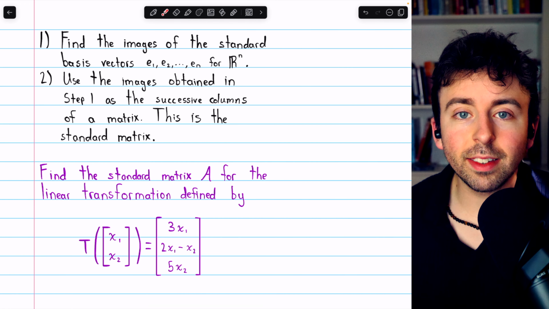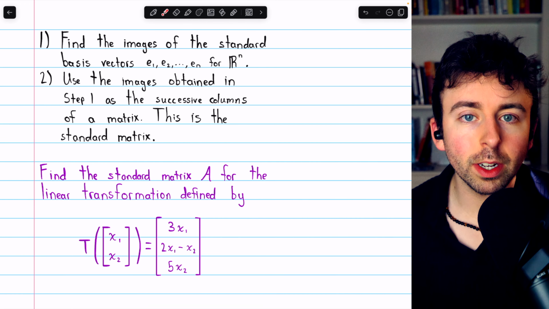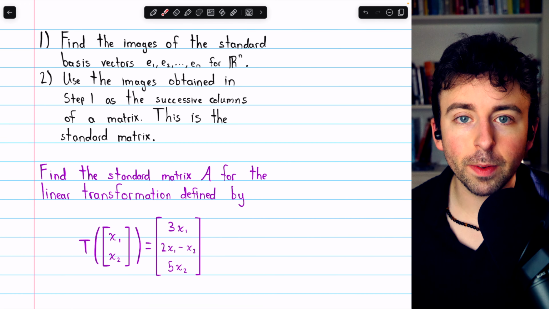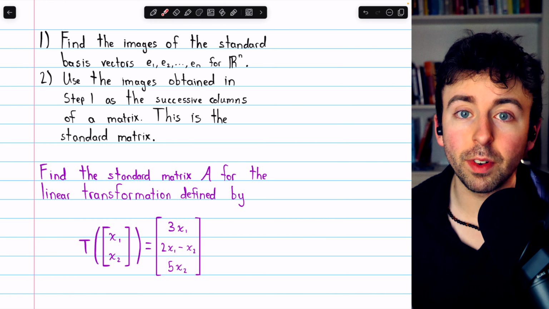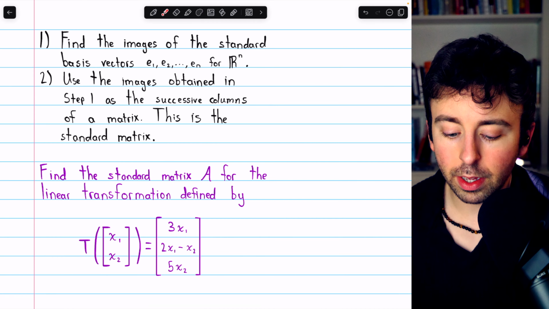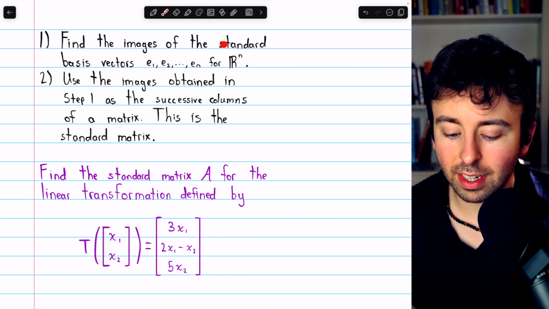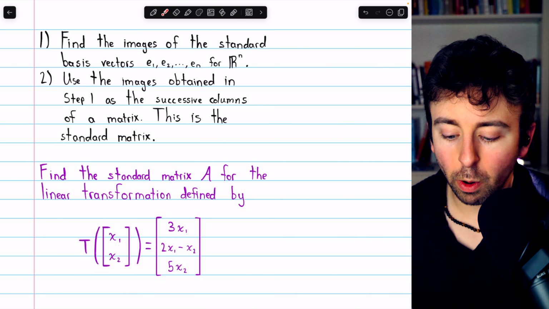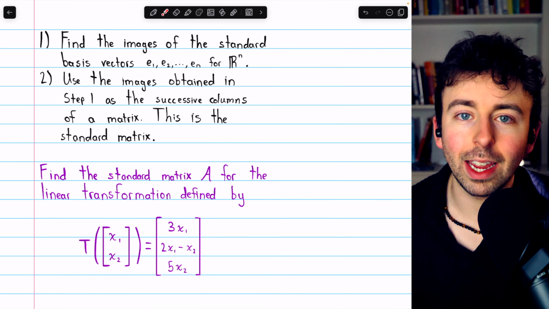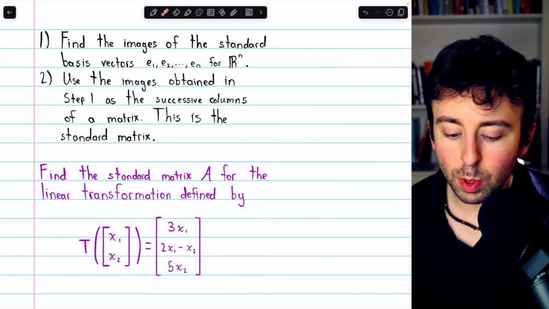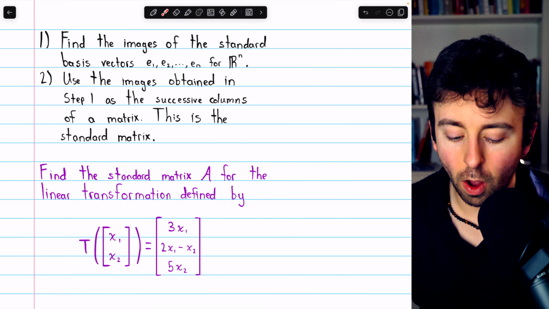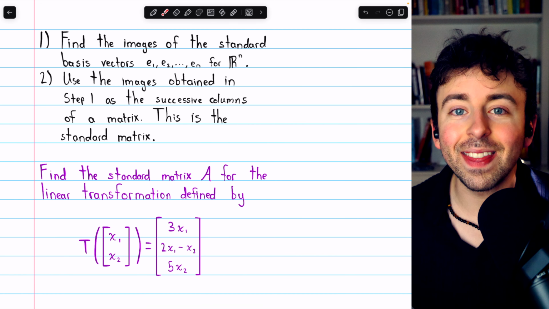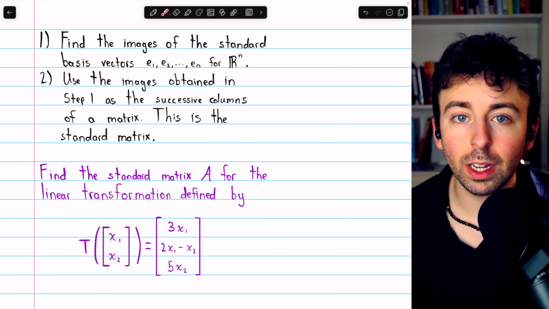Let's go over 3 examples of finding the standard matrix for a given linear transformation. This is a 2-step process, although with practice it can be done very quickly. The first step is to find the images of the standard basis vectors for R^n, whatever the domain of the transformation is. Once we have those images, we just use those as the successive columns of a new matrix, and that's the standard matrix for the transformation.